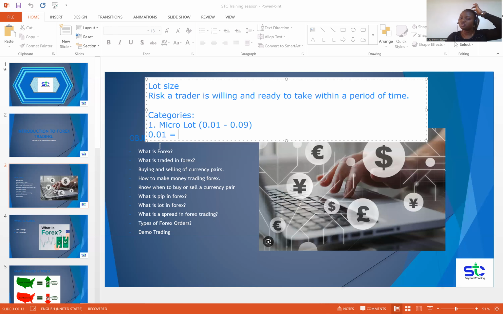Now, if I want to place a trade and I decide to use the lot size of 0.01, what this means is, if price moves in my direction, whether I entered for a buy or a sell, if it moves 1 pip in my direction, that 1 pip is equivalent to 10 cents. So if I use a micro lot of 0.01 and price moves in my direction 1 pip, the value of that 1 pip is 10 cents.